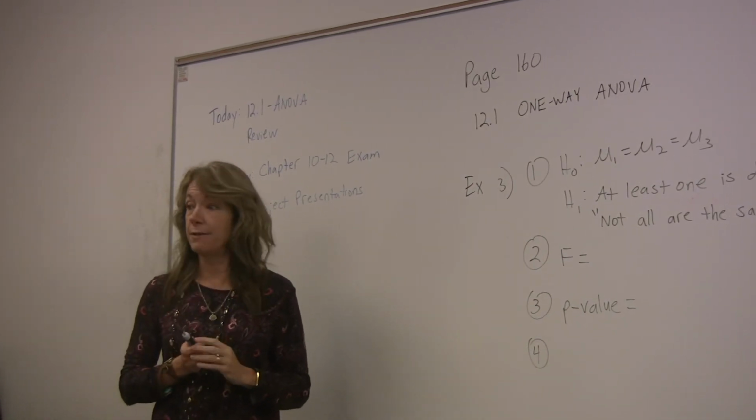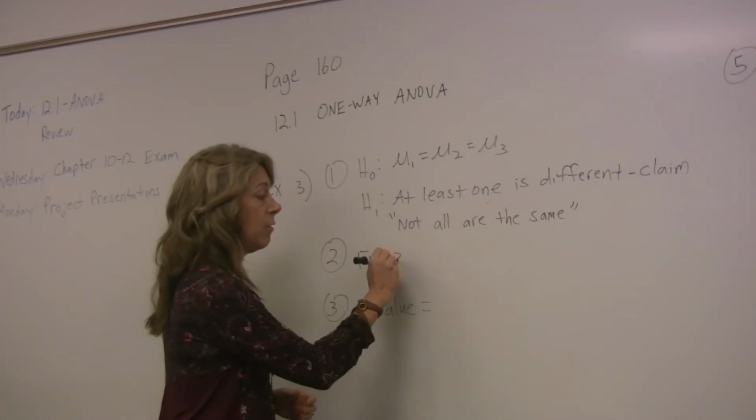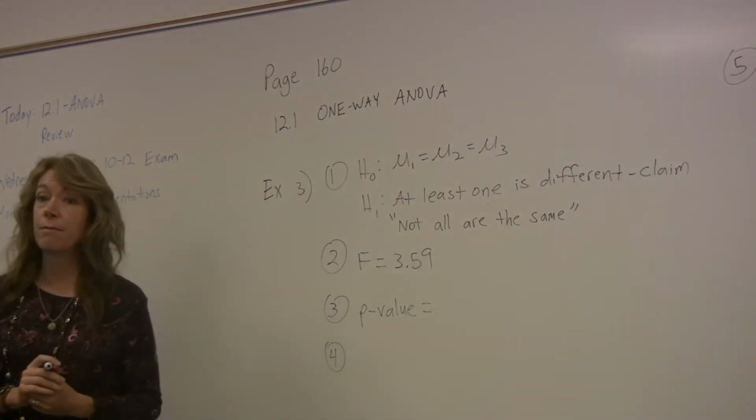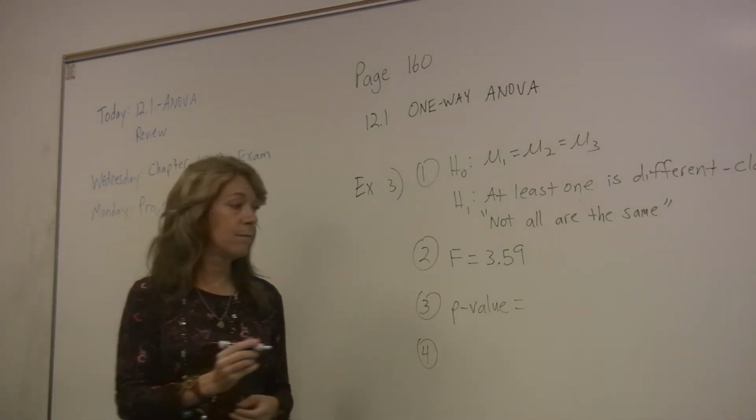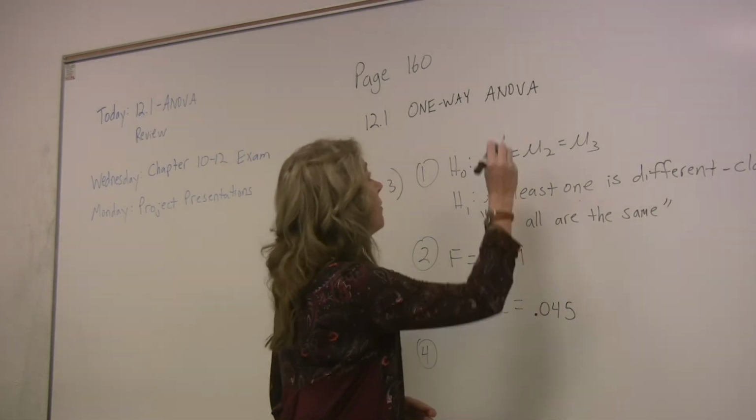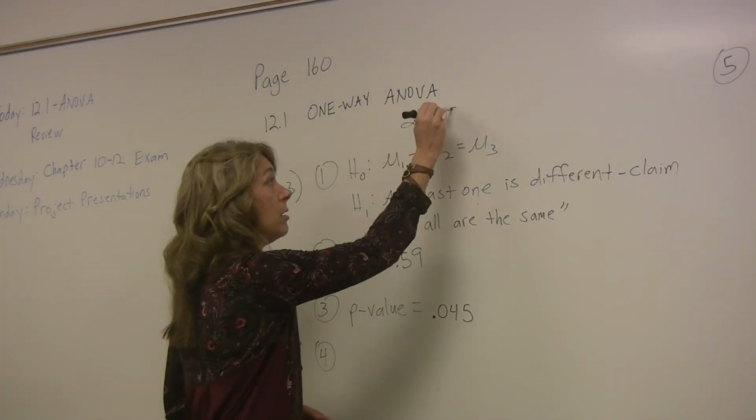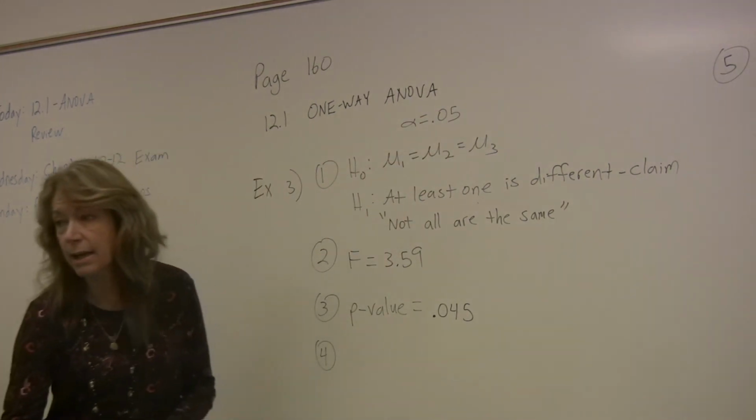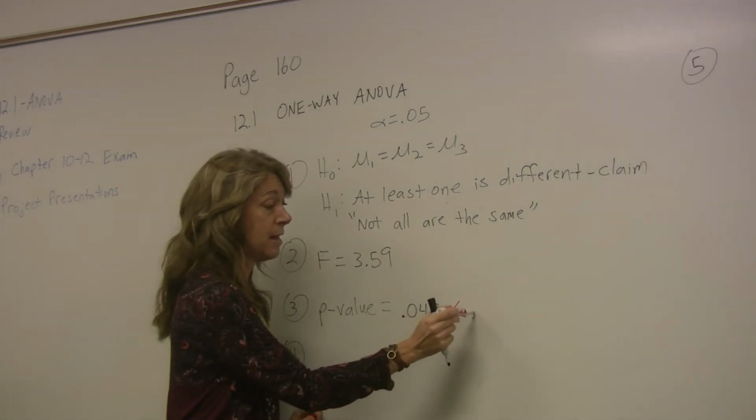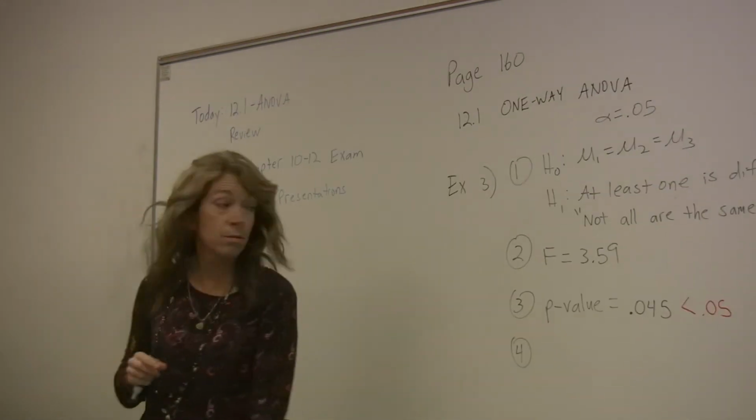What do we get for F? 3.59. 3.59? Yeah. And what about our p-value? 0.045. 0.045? And what do you know? Once again, I forgot to write down my alpha. 0.05. Thank you. So how does that compare? It's less than? Barely. So we reject the H0?